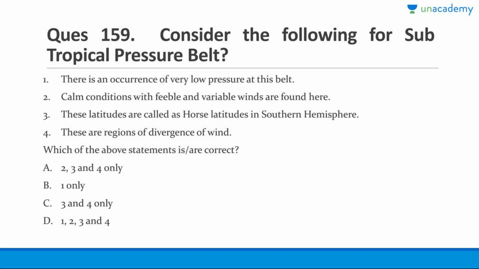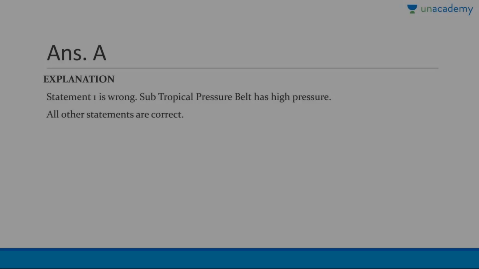Question number 159. Consider the following for subtropical pressure belt. There is an occurrence of very low pressure belt. No, yaar, it is high pressure belt. So first is wrong. Since first is wrong, either A or C is correct. Calm conditions with feeble and variable winds are found here. This is correct. Since first is wrong and second is correct, the only option that can be correct is A. So answer is 2, 3, 4. These are called as horse latitudes and they are regions of divergence of winds. Answer is A. Okay.